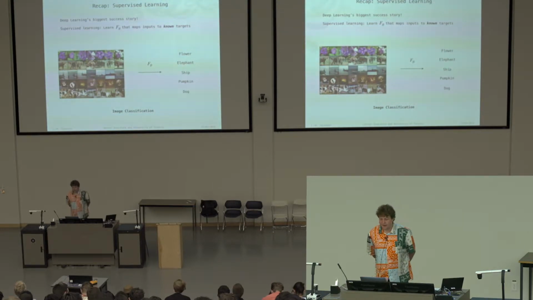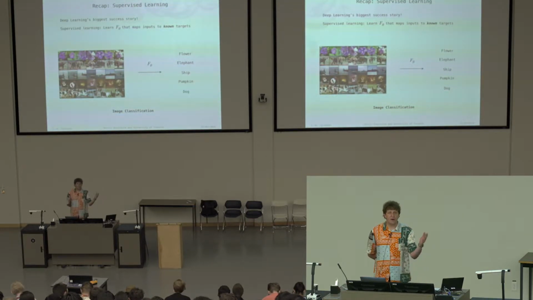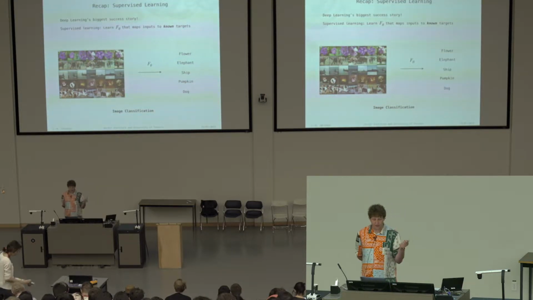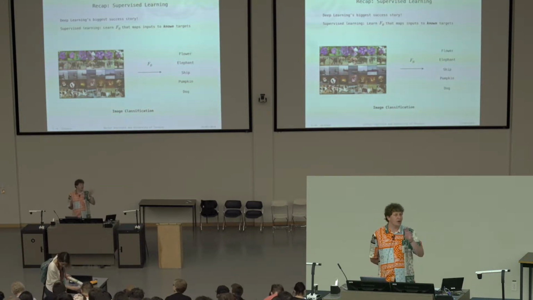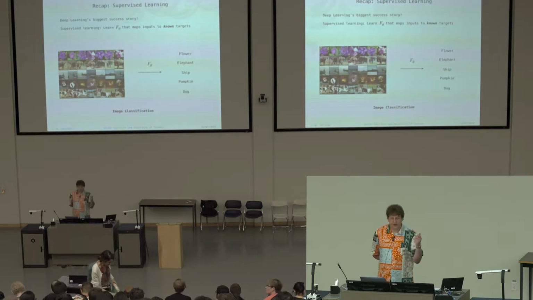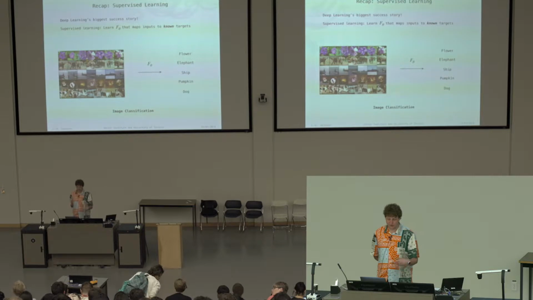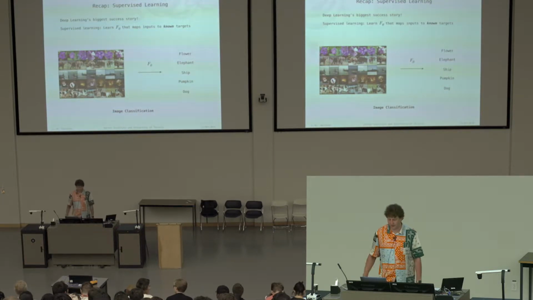So one example is image classification. You have a bunch of images that have been labeled by someone beforehand. And now you basically want to learn this function that maps all the flower images to the label flower, all the elephant images to the label elephant, and so on. So you train your model on the training data set, and then you hope it generalizes to the test set.